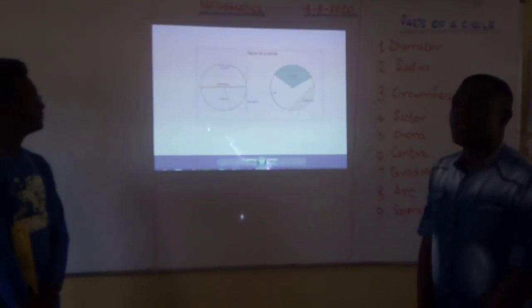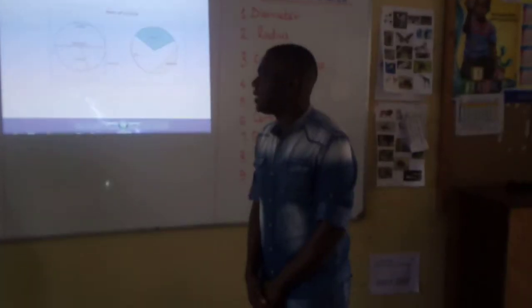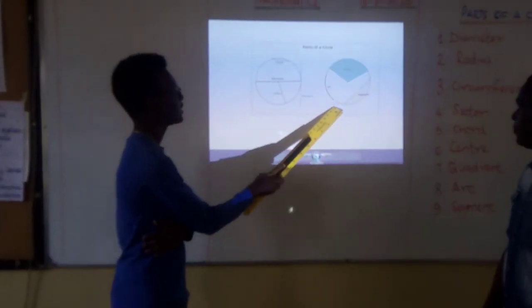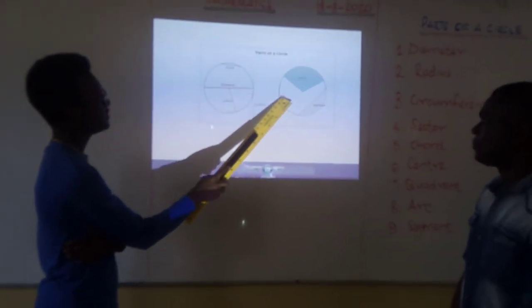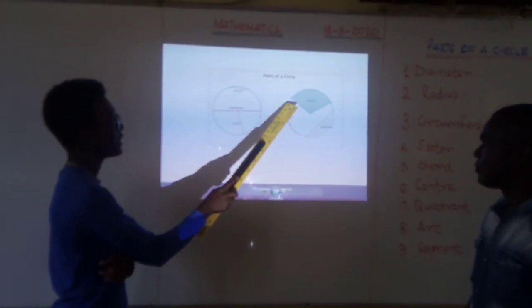And so there are yet other parts of a circle. Please, Ian, take us through the other part of the circle. Here we have an arc. An arc is a line that is the circumference of the circle that divides a place from one to another.